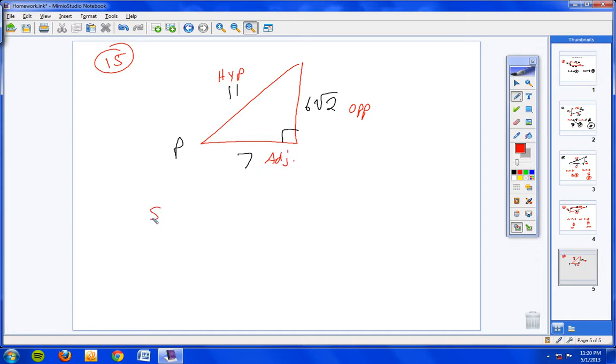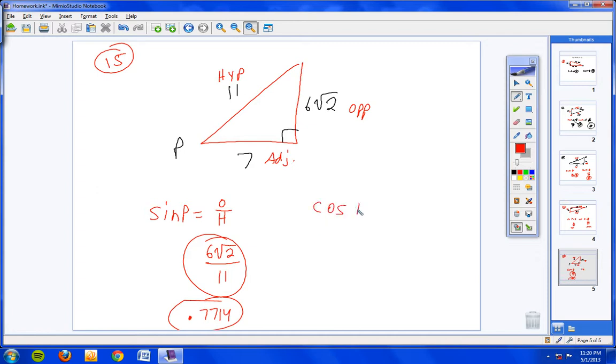So let's find the sine of p. That'd be opposite over hypotenuse. So opposite would be 6 square root of 2. Hypotenuse would be 11. So there's your fraction. And now here's how you type this into your calculator. You would type in 6 times square root of 2 and get a decimal, and then hit divided by 11 equals. And you should get 0.7714. Make sure you know how to do this. Very important you know how to do that.